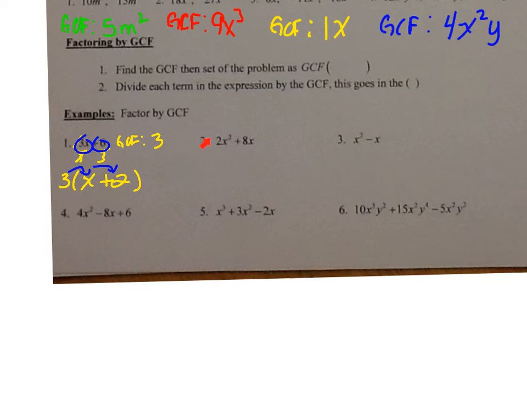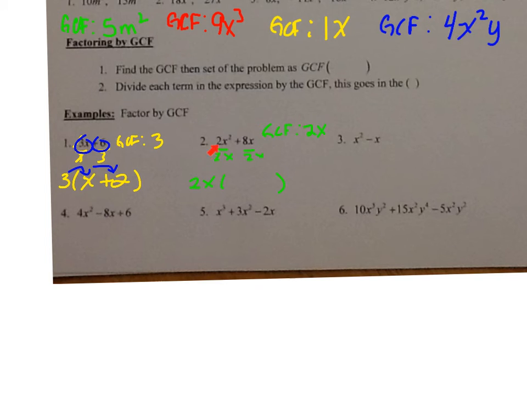All right, let's take a look at number 2. 2x squared plus 8x. Start with the numbers, 2 and 8. What's the largest number that goes into 2 and 8? That is 2. And then I have an x and an x squared. So remember, it's always the one with the smallest exponent. So that's 2x is the GCF. Divide by 2x.